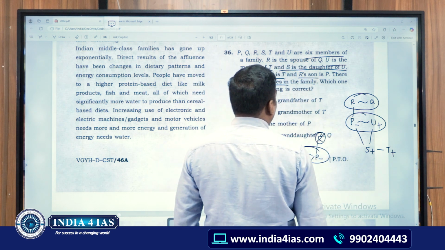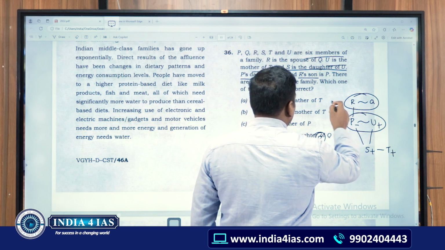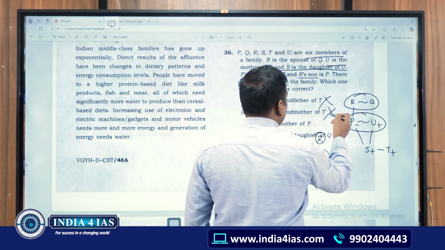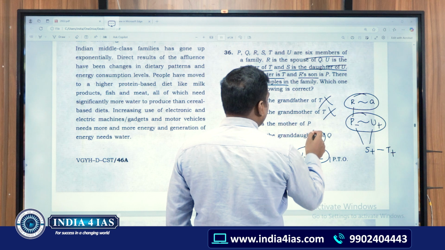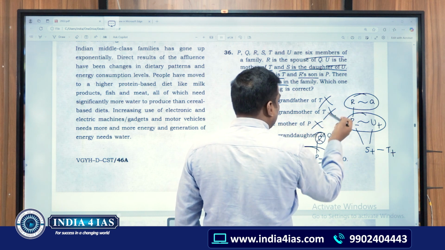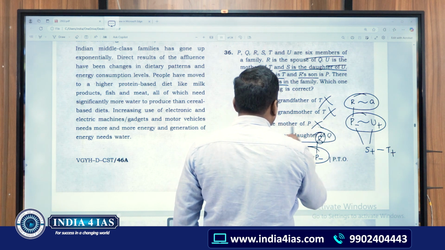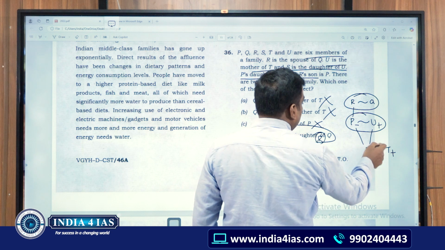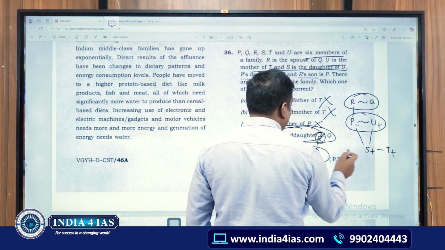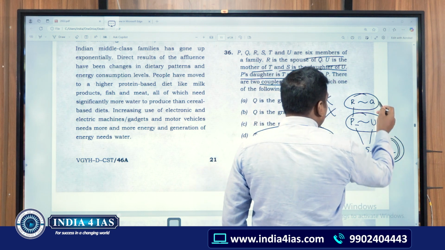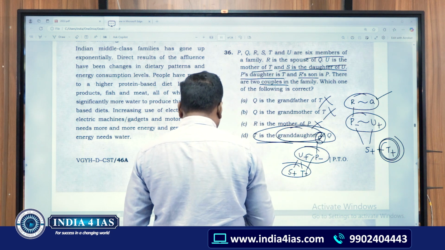Q is grandfather of T. I don't know the gender of Q. Q is grandmother of T. I don't know the gender. R is the mother of P. No, I don't know whether father or mother. Then definitely T is the granddaughter of Q. Yes, this is a female and it is a granddaughter.